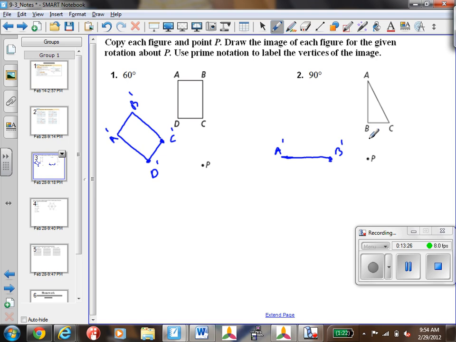So you can measure the distance from B to C, which is 3 inches. And then you can just go down 3 inches. Make sure you have a right angle. Use your protractor.